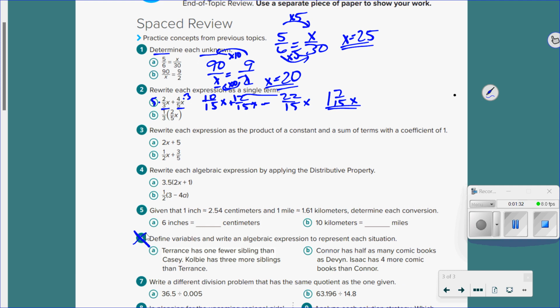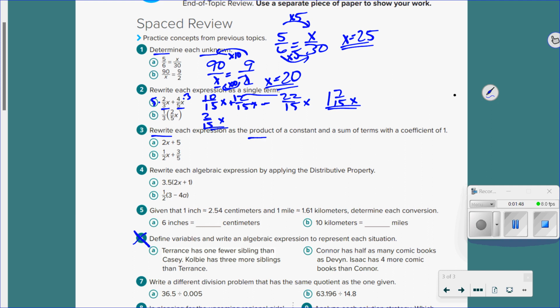When I'm multiplying, all I'm doing is I'm multiplying the fraction pieces. So 1 times 2 is 2. 3 times 5 is 15. 2/15 x.